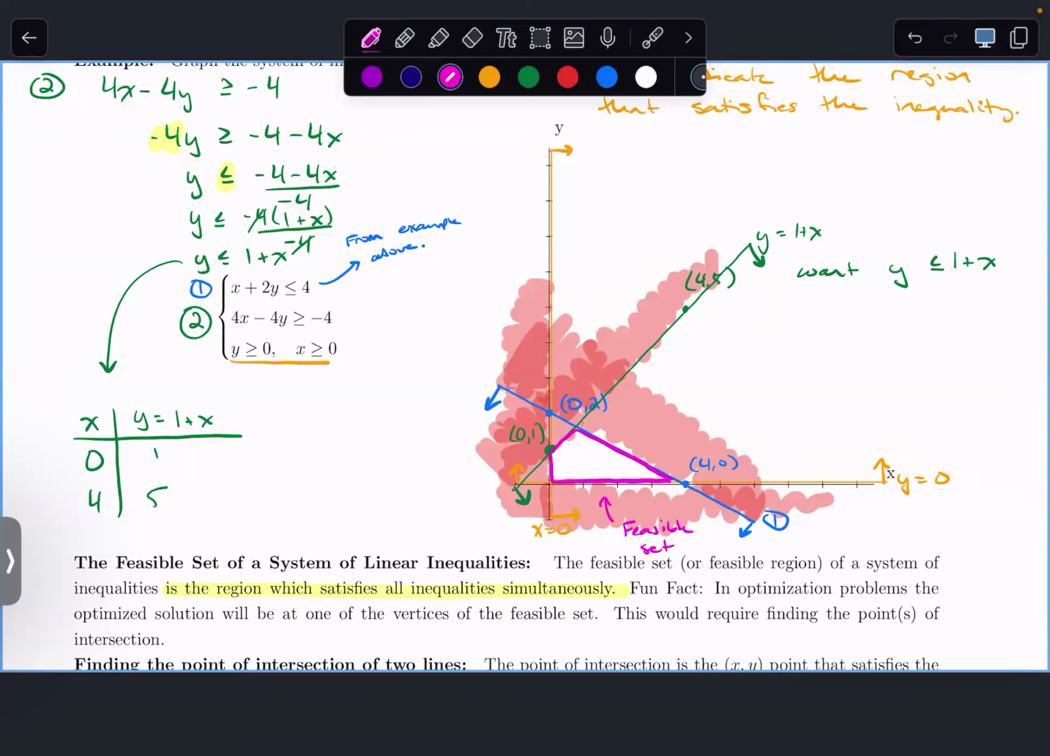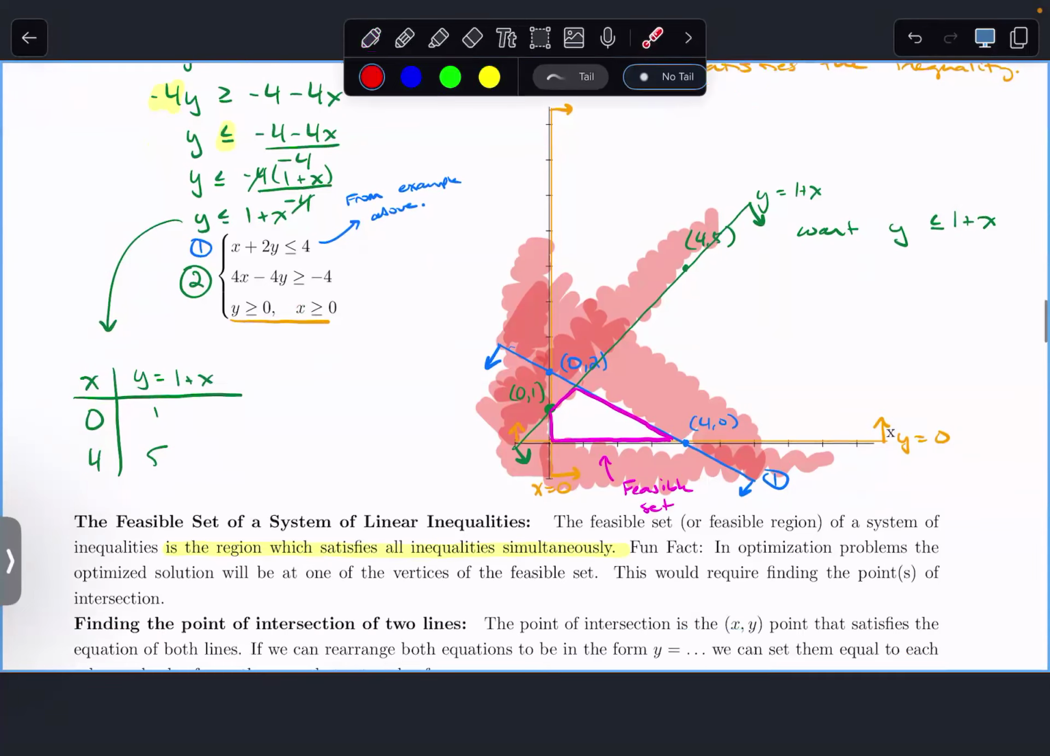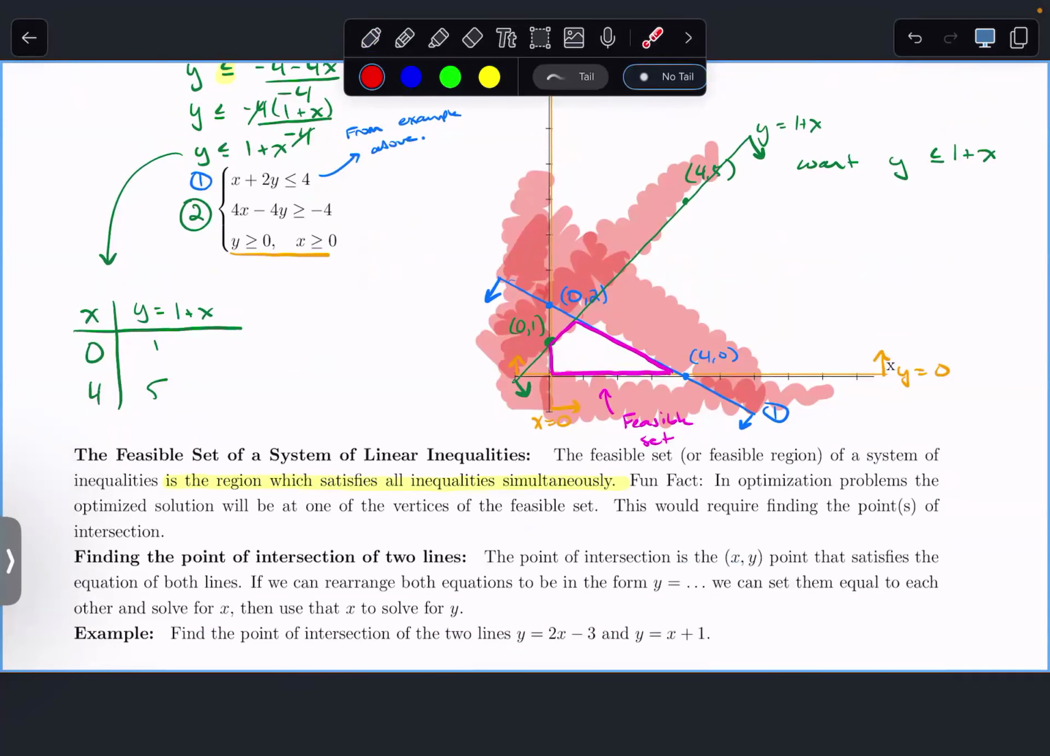This is the feasible set. All those combinations of x and y are going to solve all those inequalities at the same time, right? And so they'll all be solutions and they'll all satisfy all those inequalities. Yeah? And so what's really fun, okay, so all these points satisfy these conditions simultaneously.